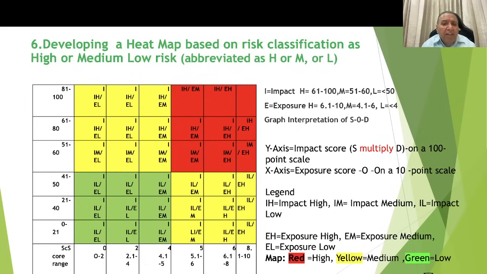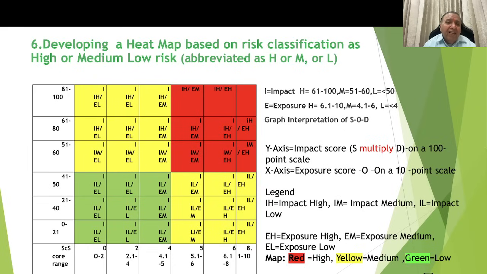Now this is a heat map which I have shown, where the vertical axis, the y-axis, gives an impact score, which is severity multiplied by detectability, on a 100-point scale, and the horizontal x-axis is the exposure score, or likelihood score, on a 10-point scale. So vertical is on a 100-point scale, and the horizontal one is a 10-point scale.